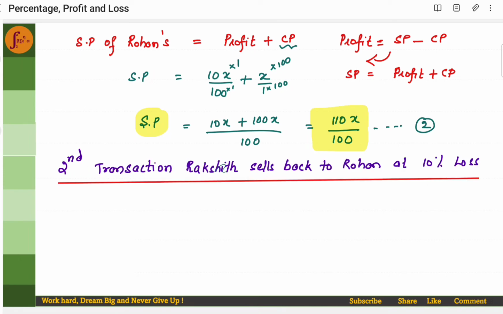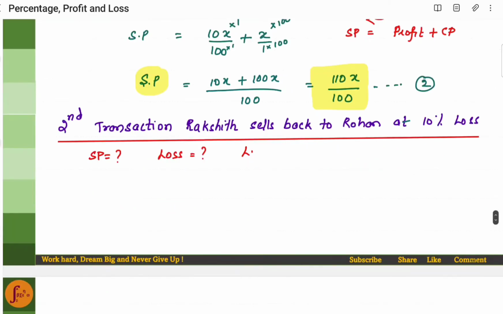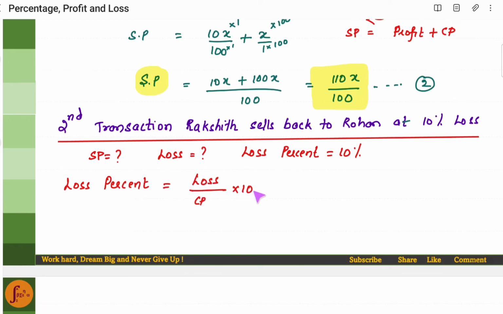The second transaction is Rakshith sells back to Rohan at 10% loss, right? Now, what do we have to find? We'll have to find selling price. We have loss percent, right? Loss percent is given, which is 10%. So we'll use the loss percent formula: loss percent is equal to loss by cost price into 100. Loss, we don't know, cost price, we don't know, but we can figure it out.